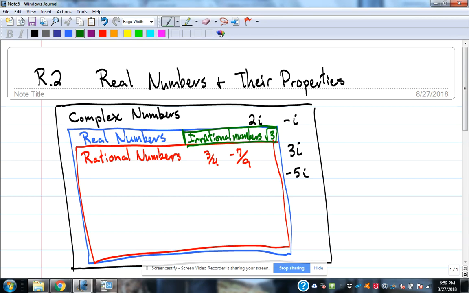So the rational numbers, that's a pretty big box. It's got a lot of stuff in it. The irrational numbers, it's got a lot of stuff in it. The reason this box is smaller is because we're not dealing with irrational numbers a whole lot right now in this course. We'll get to them, but not right now. We're dealing more in this red box here. So the rational numbers, inside of those, well, there's integers.